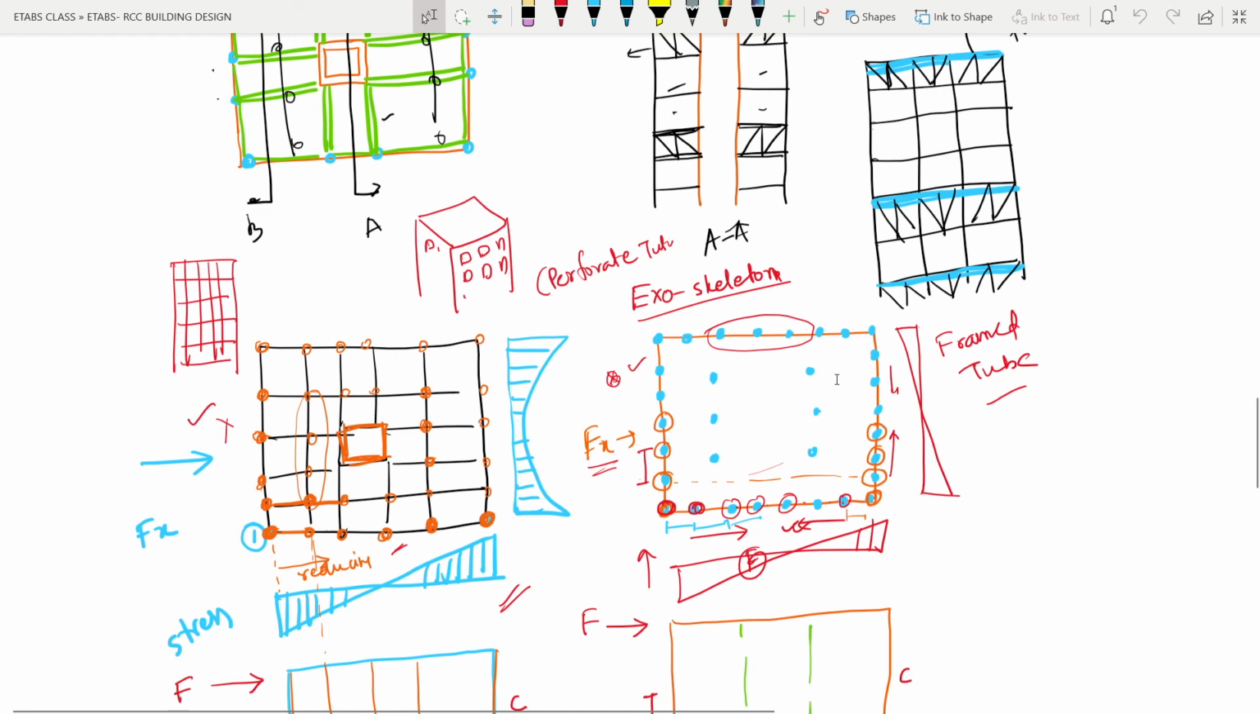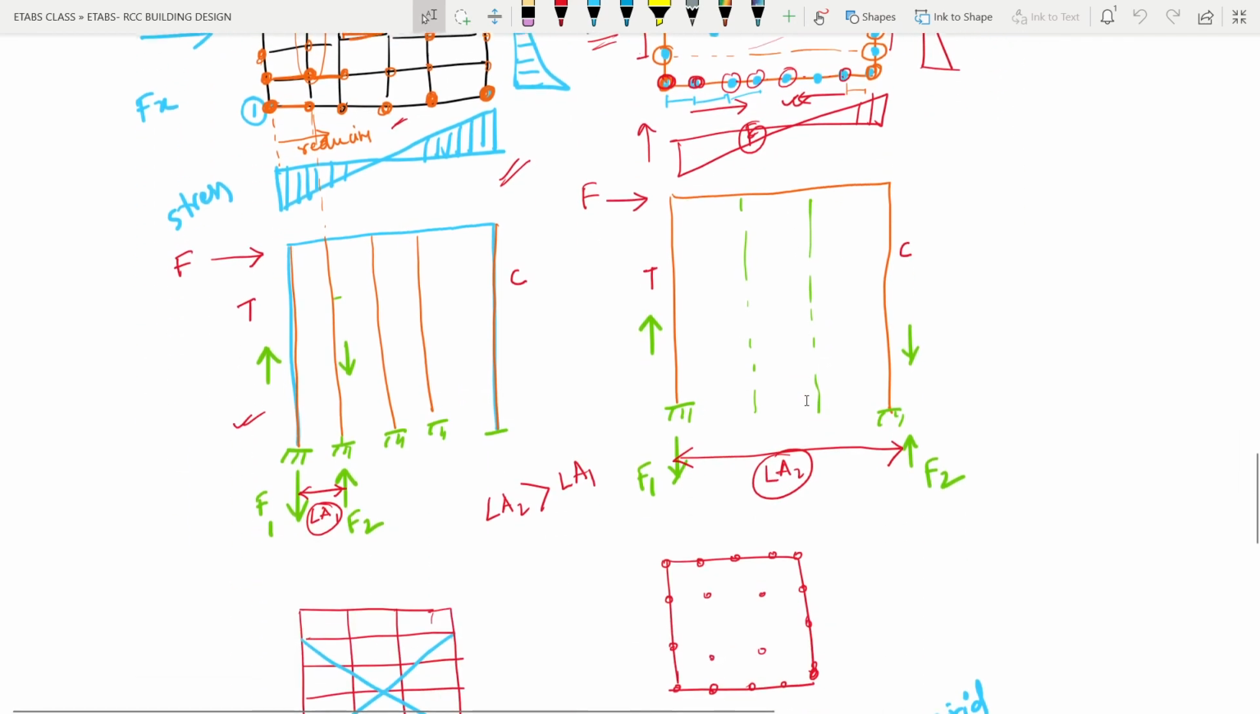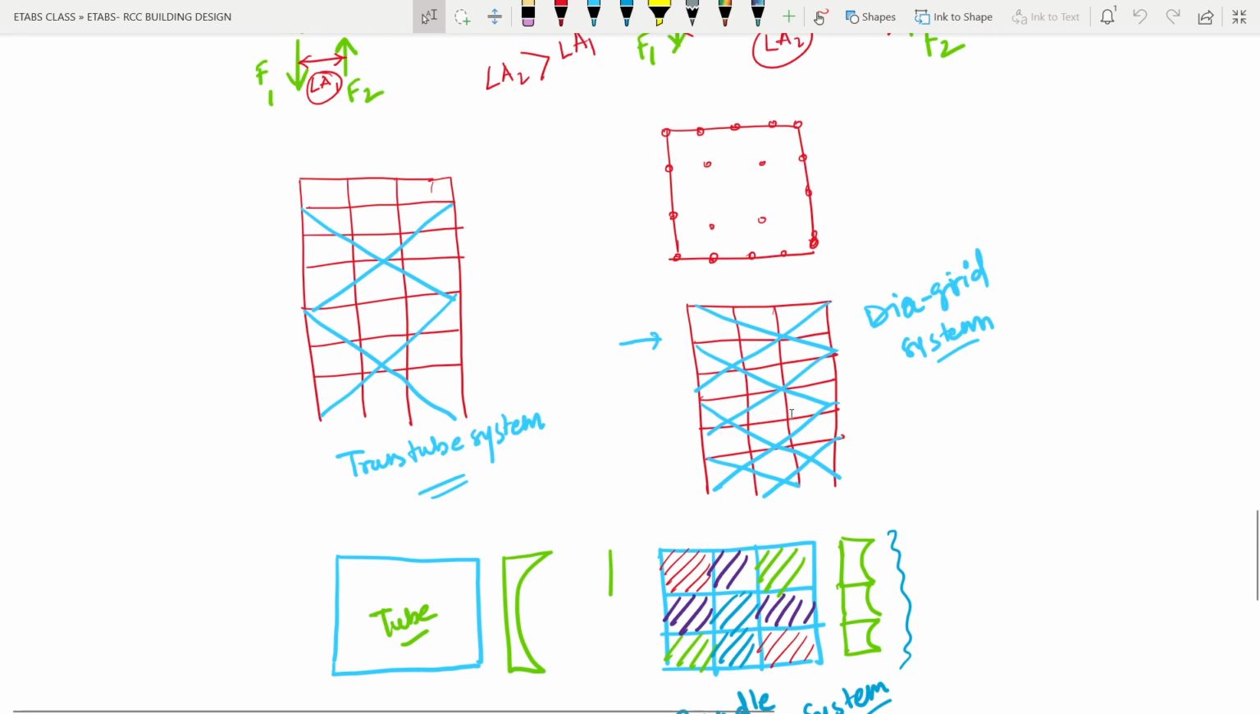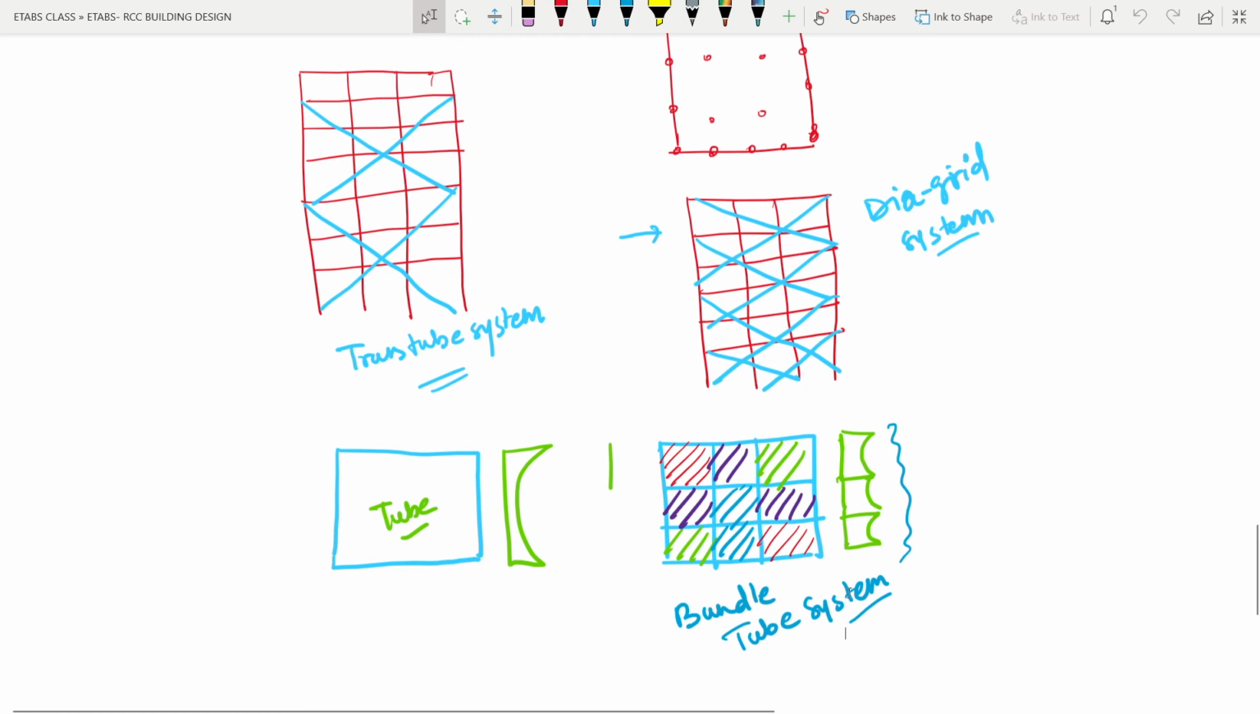In that case, as we do not have more columns at the inner areas, obviously the cost of the structure reduced, right? Because we have not constructed the columns inside, the materials have reduced, and obviously the cost also reduced. Then again we came up with the truss tube system. Here we have reduced the number of columns in the outer periphery. Here also we have reduced the amount of material needed. Then we came up with the diagrid system. These two are similarly used. And then now we have the bundle tube system.